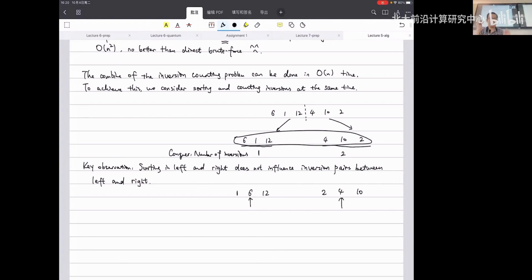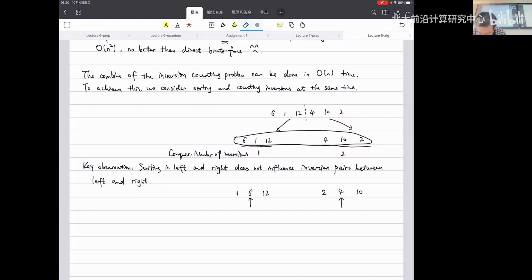The left part, no matter how you sort it, is always to the left of the right part. The corresponding index is always going to be smaller. Whether 6 is in this place or 4 is in this place, this does not influence the inversion pairs. This is a very important observation: sorting inside each part is not going to influence the number of inversion pairs between the parts.